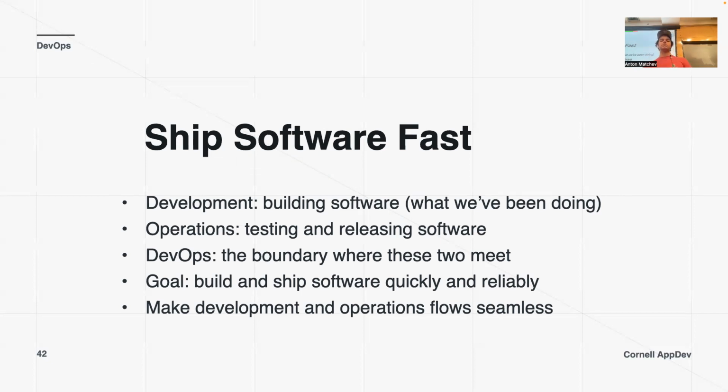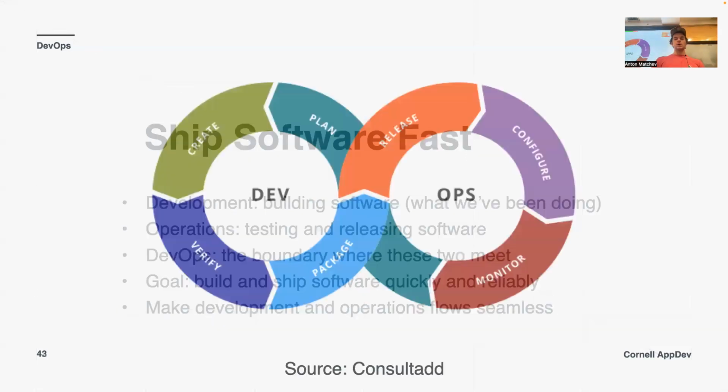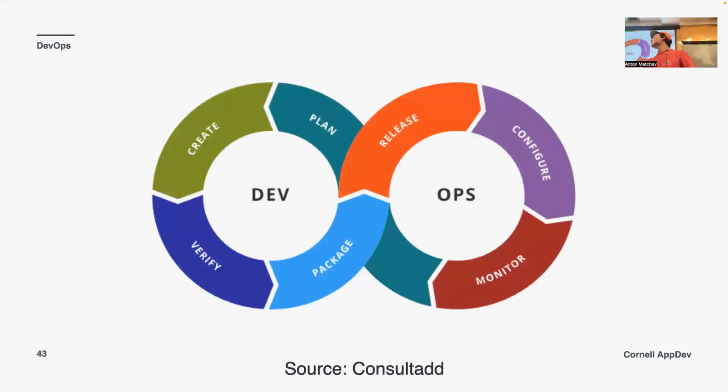The goal is to build and ship software quickly and reliably. And so this makes development and operations flow really seamlessly, which is really good because if you're trying to ship a large amount of software pretty fast, having good DevOps is just good in general. And so this explains what DevOps is.